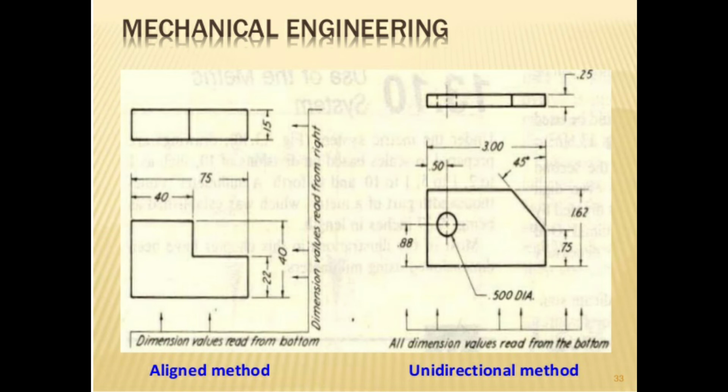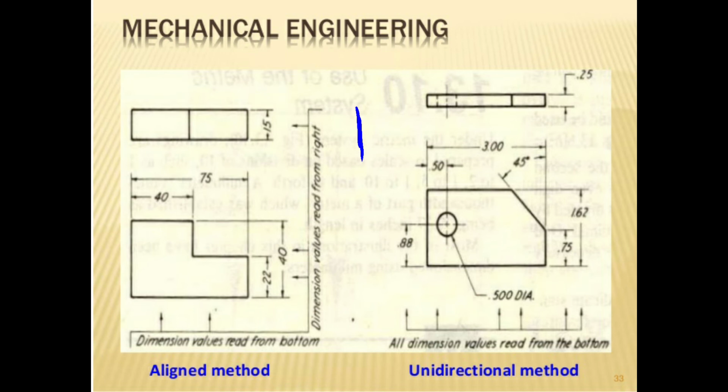See, in this diagram the line is vertical, hence the dimension is aligned to the diagram. The diagram line is vertical, then the dimension is shown in the vertical format. Here the diagram line is horizontal, hence the dimension is shown horizontally.